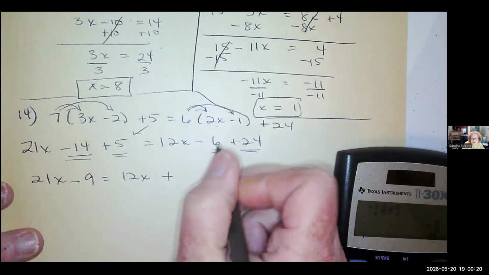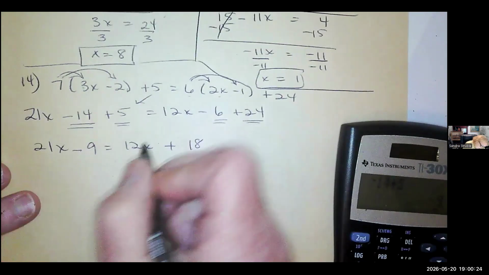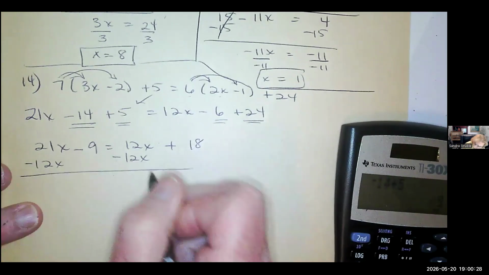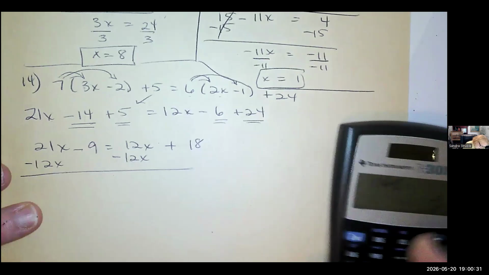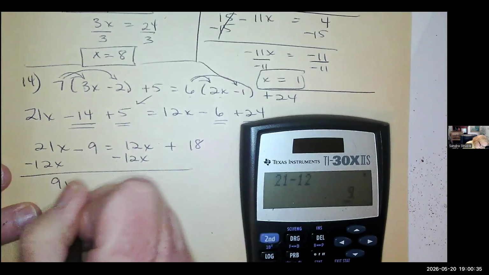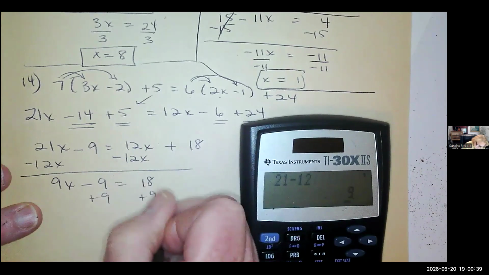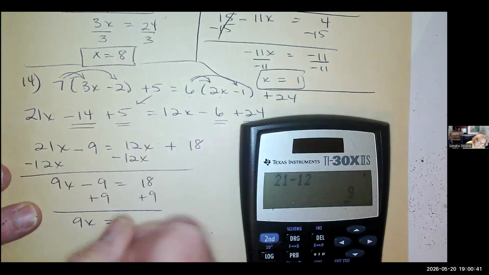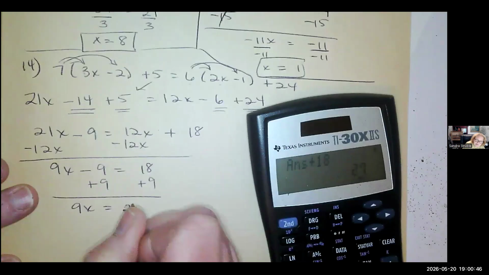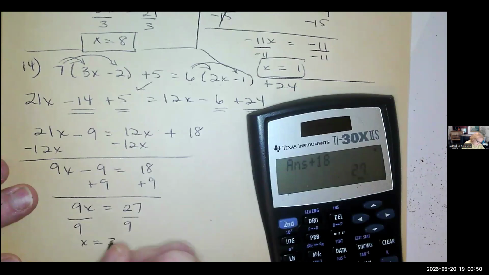X is on one side, constants on the other. Moving my 12x over, subtracting it because it's positive. 9x minus 9 is equal to 18. Add 9 to both sides. 9x is equal to 27, and then divide both sides by 9. X is equal to 3. 27 divided by 9 is 3.